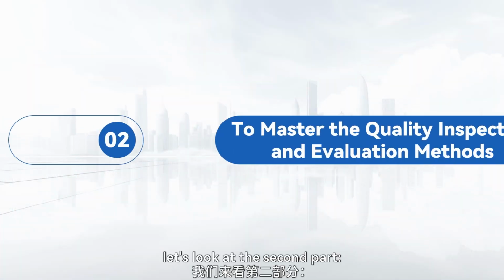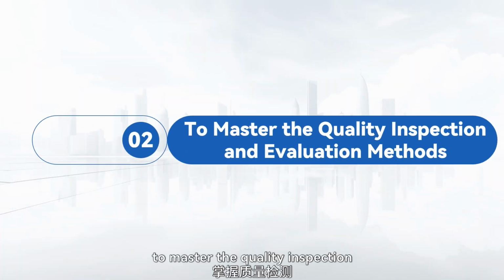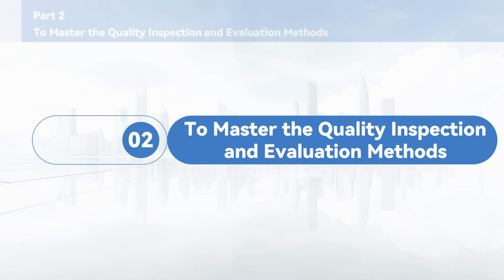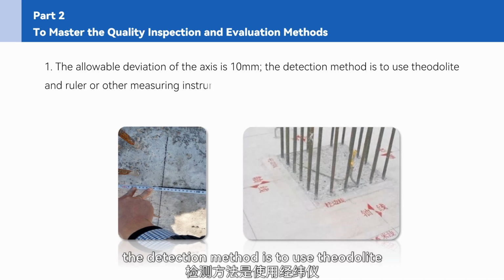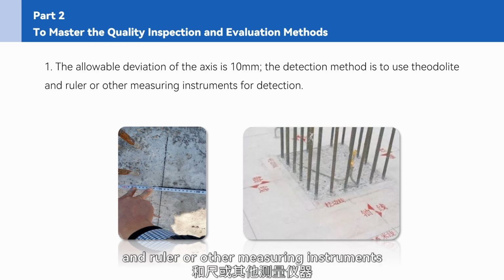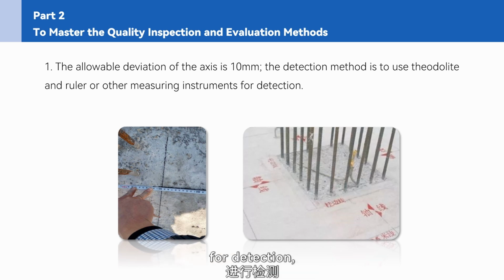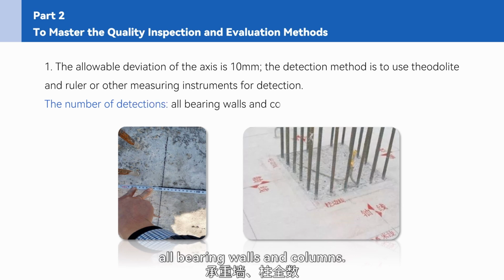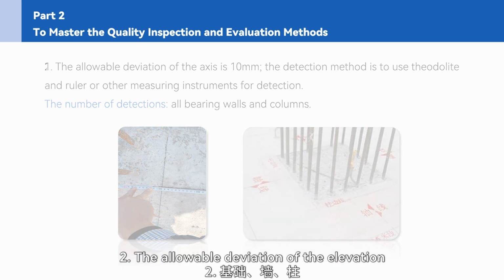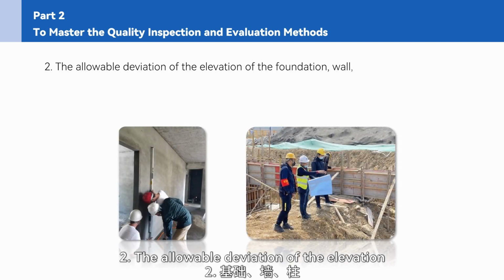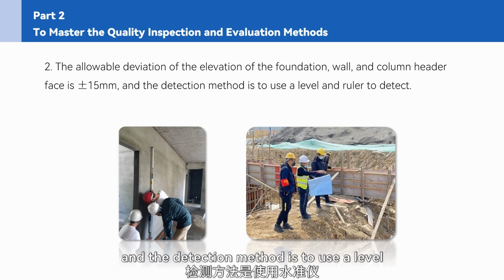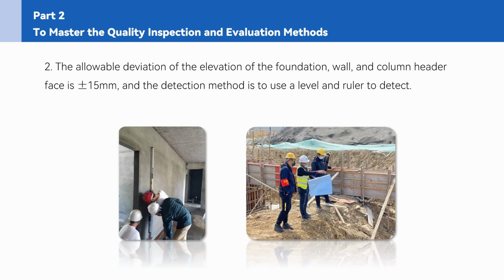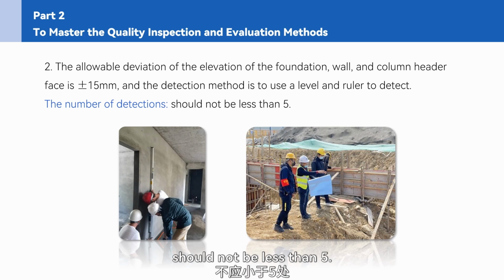Next, let's look at the second part, to master the quality inspection and evaluation methods. 1. The allowable deviation of the axis is 10 mm. The detection method is to use theodolite and ruler or other measuring instruments for detection, and the number of detections, all bearing walls and columns. 2. The allowable deviation of the elevation of the foundation, wall, and column header face is plus or minus 15 mm, and the detection method is to use a level and ruler to detect, and the number of detections should not be less than 5.